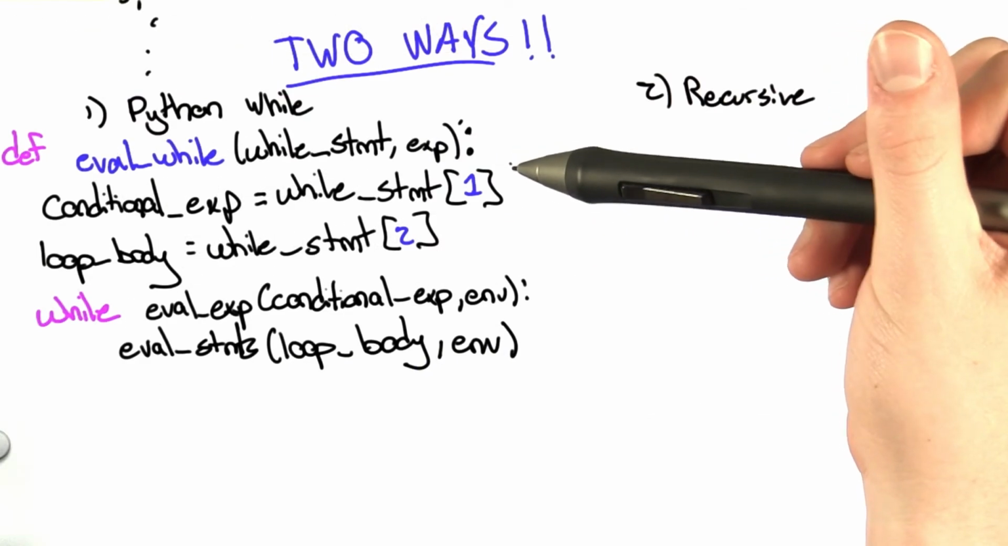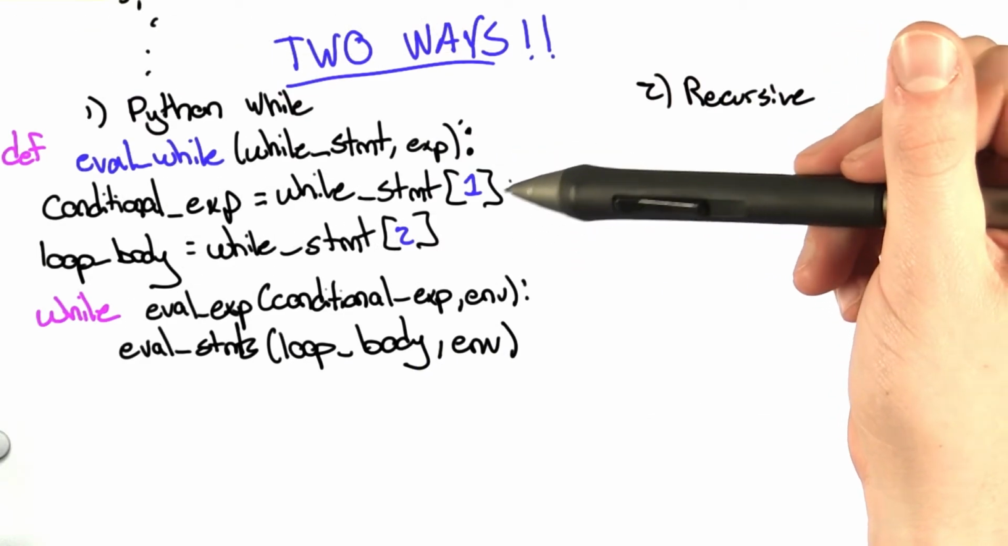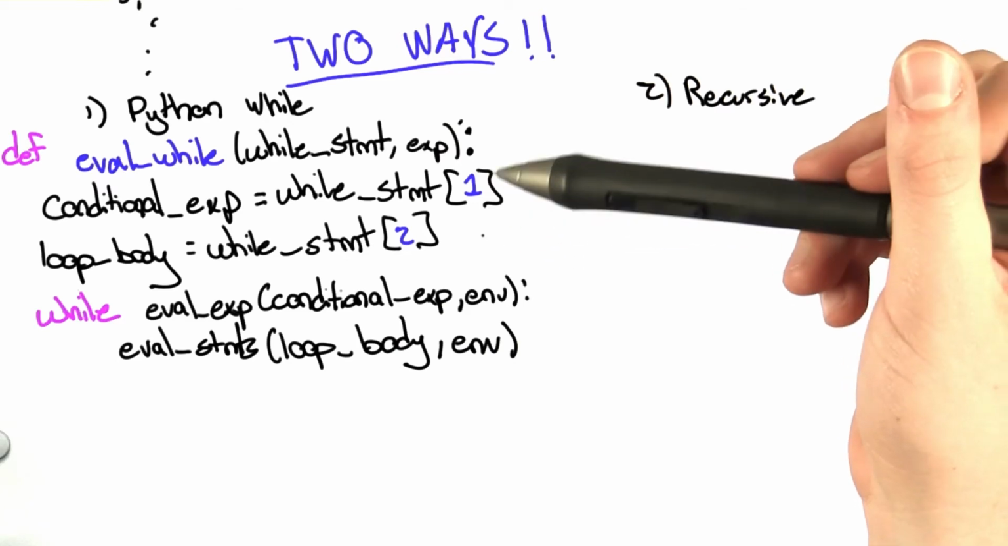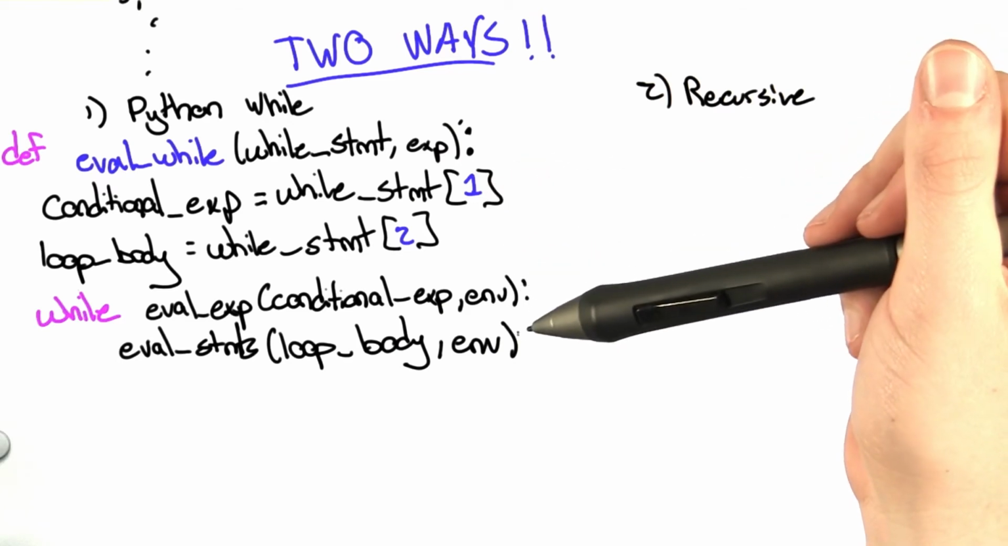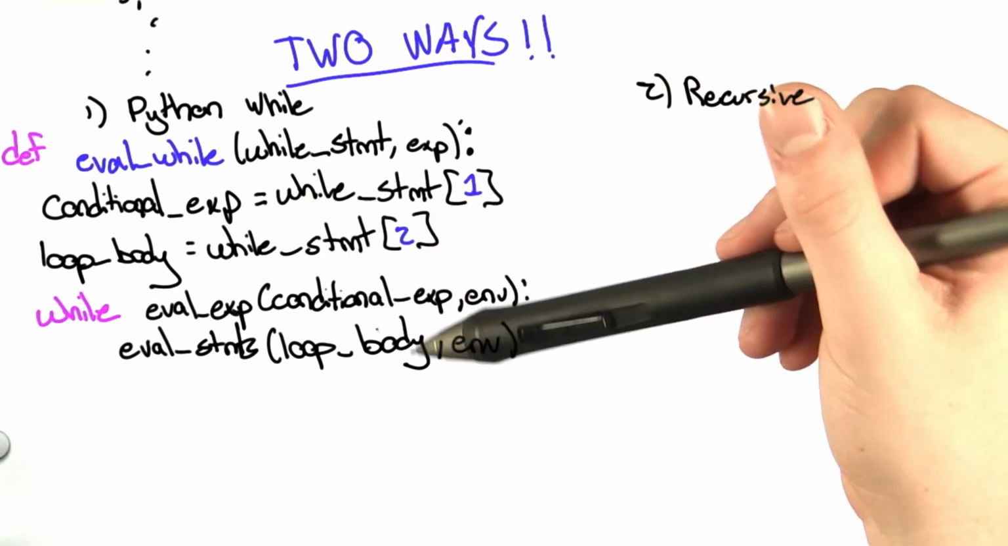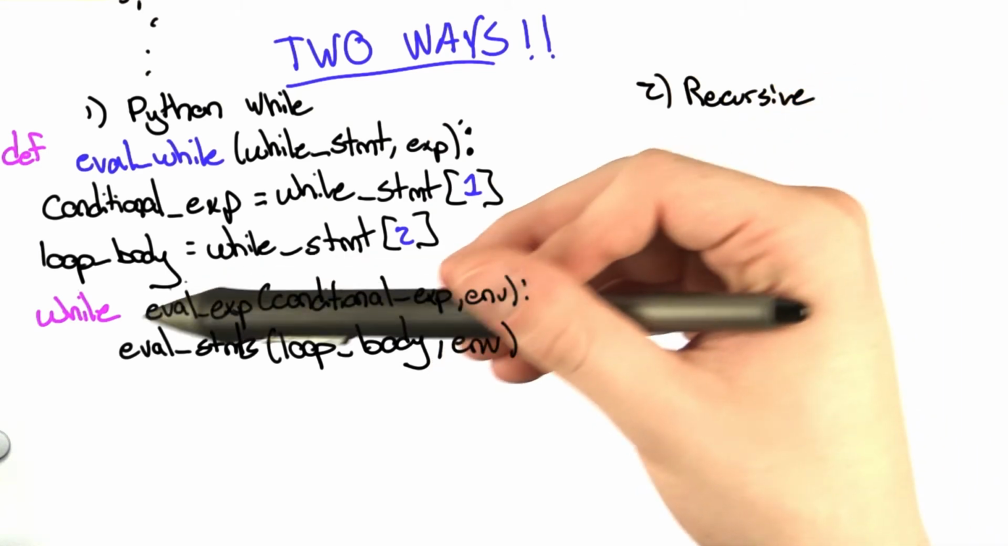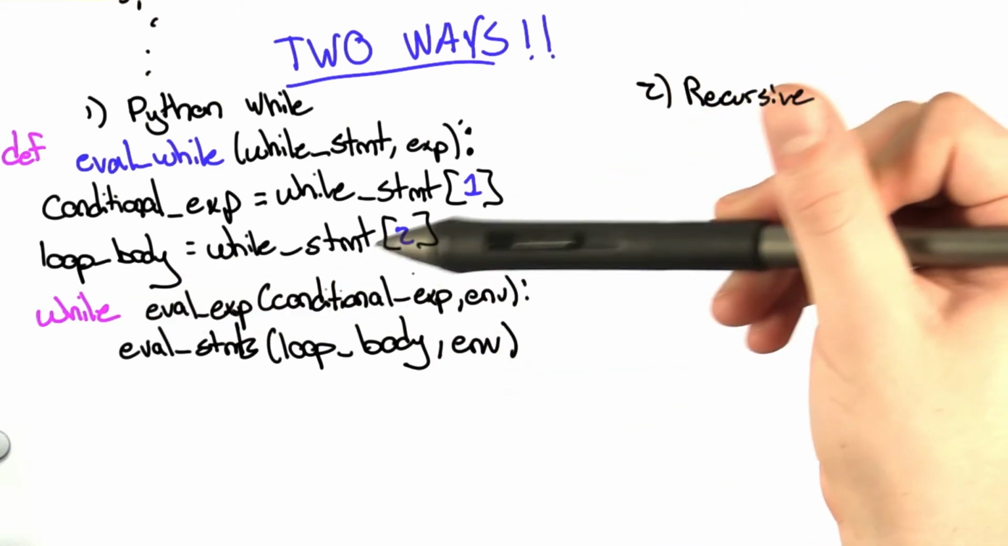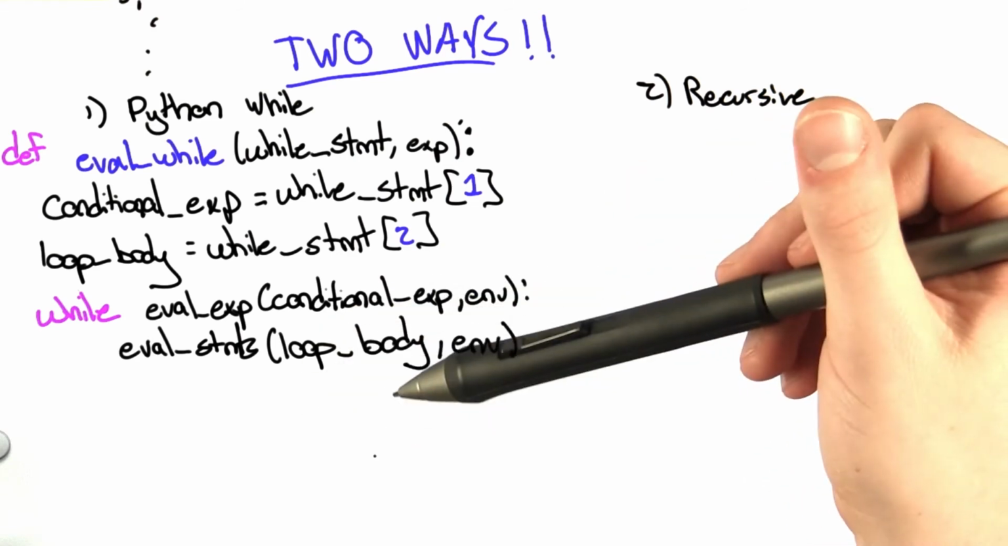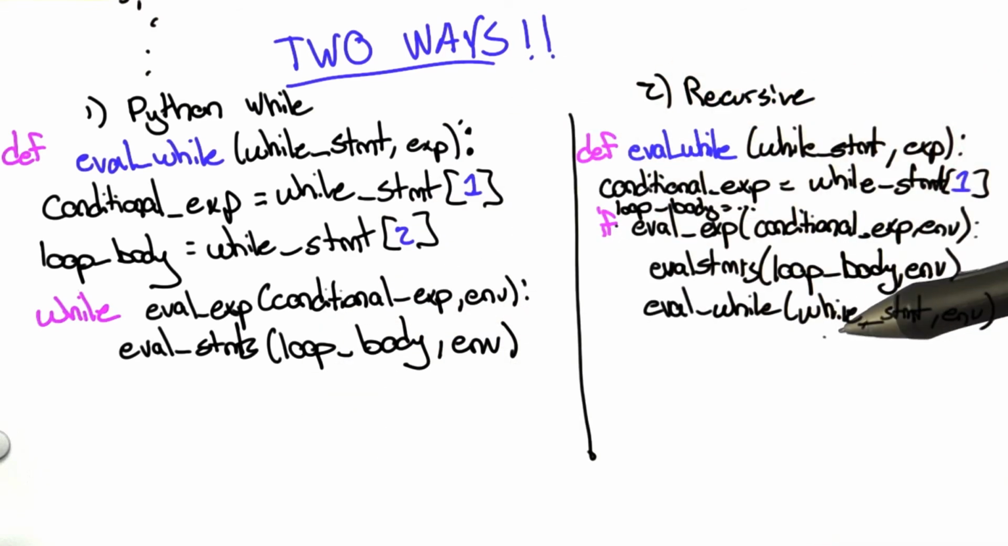And here's one solution. The first two lines extract the conditional expression and the loop body from the parse tree. And then we simply plug in the conditional expression and the loop body into a Python while loop. So while the conditional expression is true, we're going to execute the loop body. Pretty straightforward.